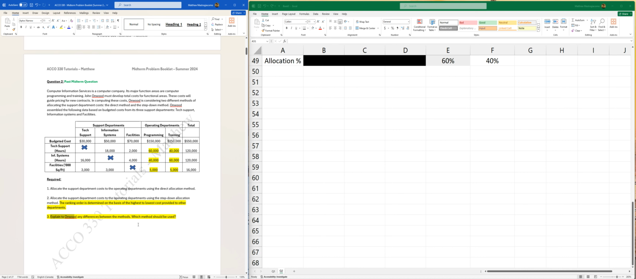So let's just start off here. The question is, he basically wants to use a step-down or direct method. So he's asking you what's the difference between the methods, guys, and that should be pretty straightforward here. So I'm just going to give you the answer, and then I'll explain it to you.